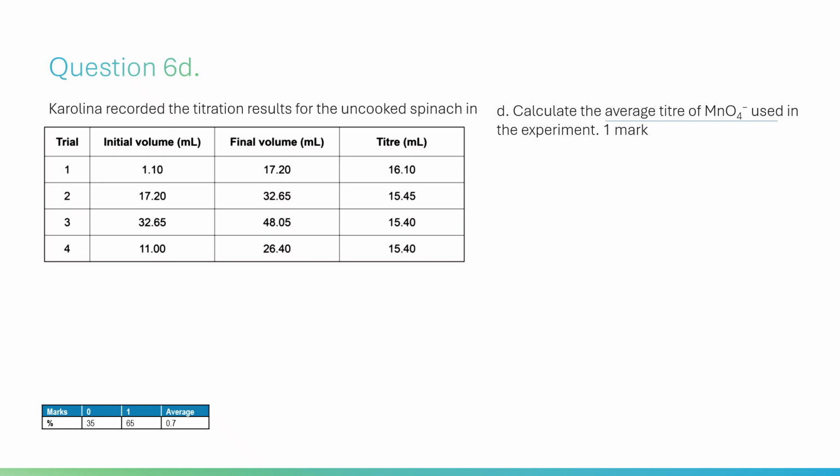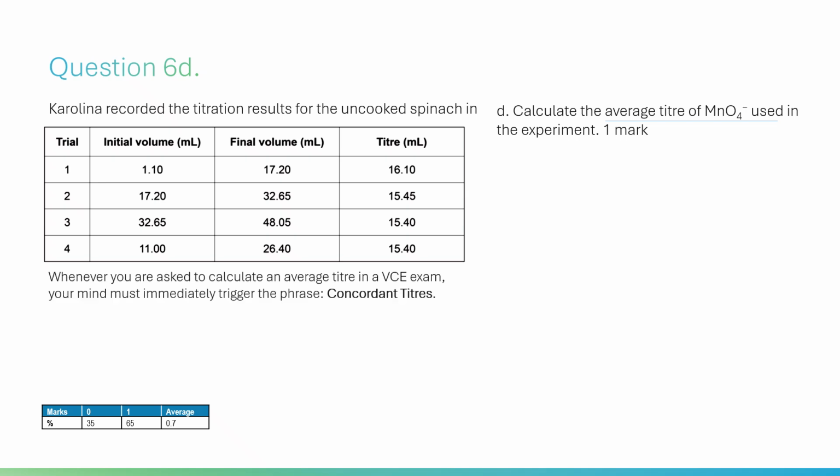Let's look at the data table and learn how to identify what actually belongs in your calculation. Whenever you are asked to calculate an average titer in a VCE exam, your mind must immediately trigger the phrase, concordant titers. You only calculate the average using concordant titers.